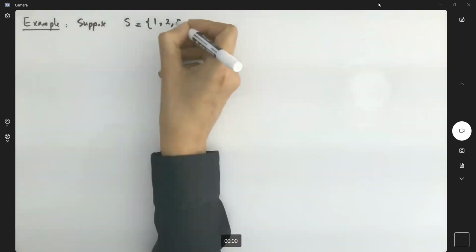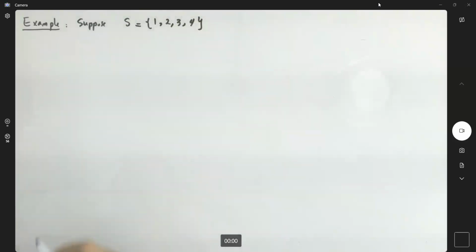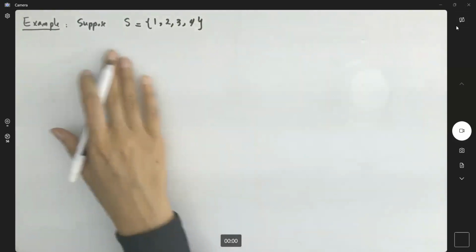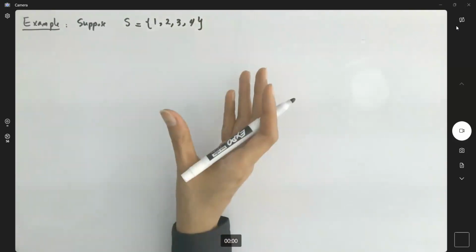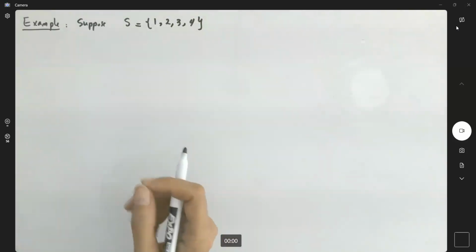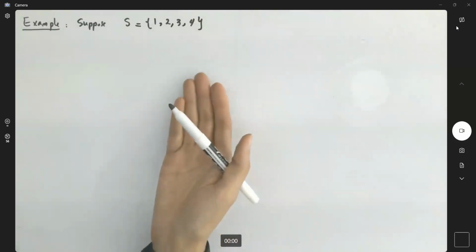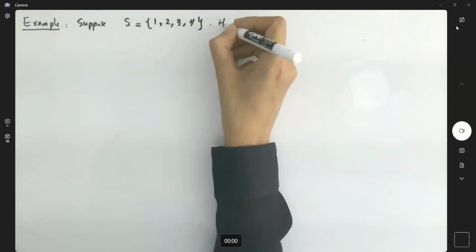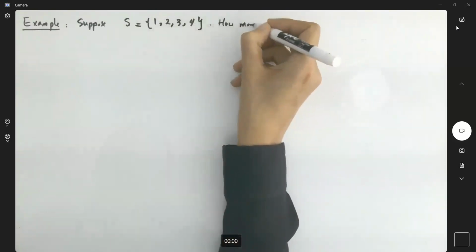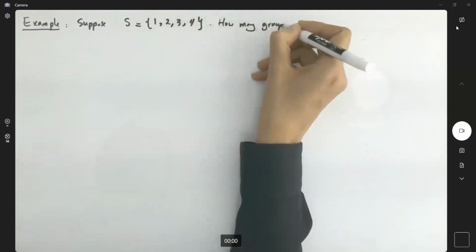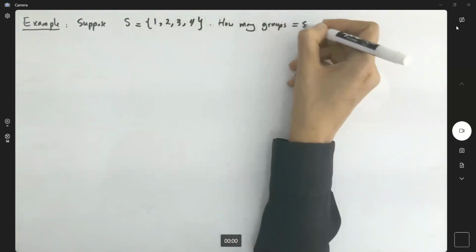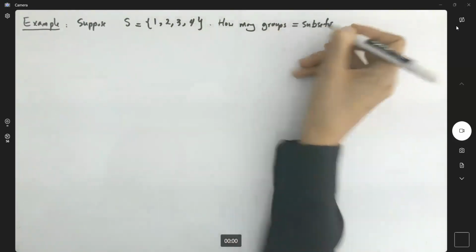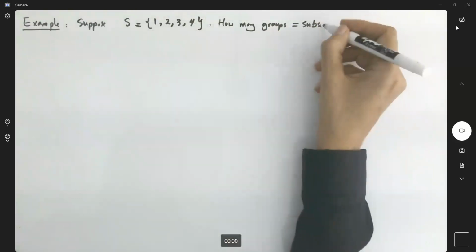One, two, three, and four. And now I ask students to form groups. I don't specify how many members in each group. I just say, hey guys, please form groups. How many groups? Or in another word, subsets are possible.